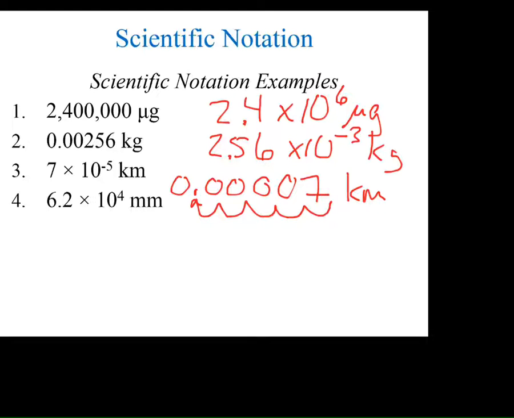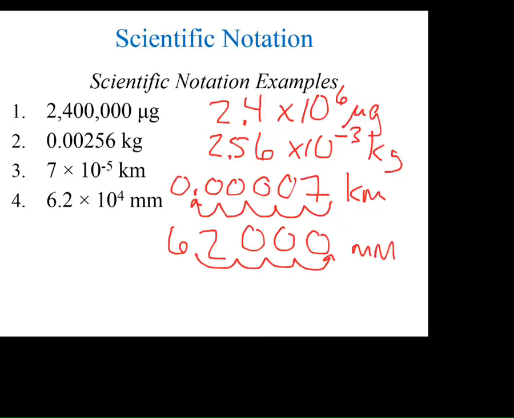Okay, how about 6.2 times 10 to the 4th? Oh, okay. Well, that must be a bigger number. So now the decimal will move to the right how many times? 4 times. My gosh, you're getting it. So 1, 2, 3, 4. So 0, 0, 0. So it'd be 62,000.